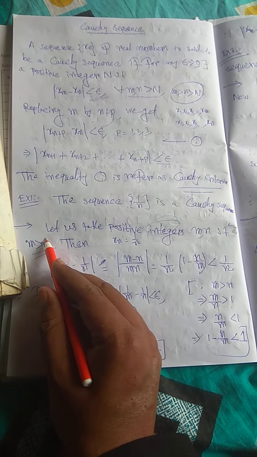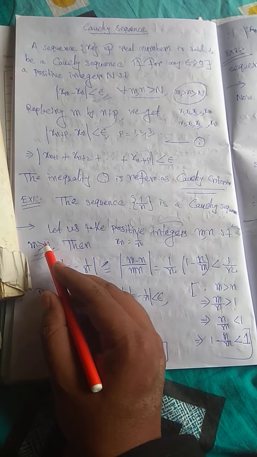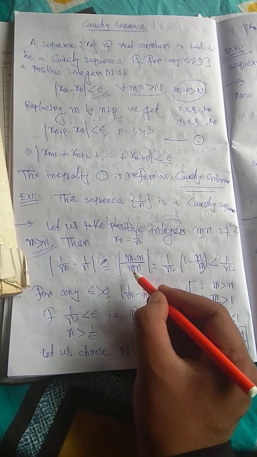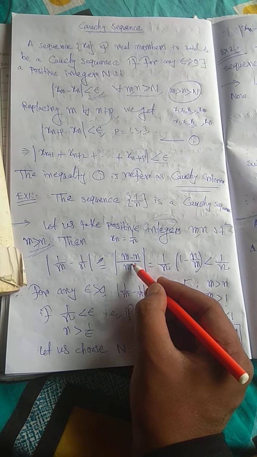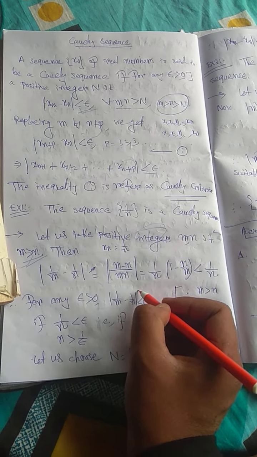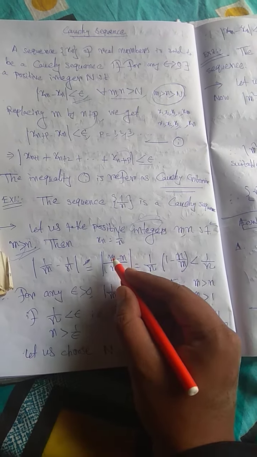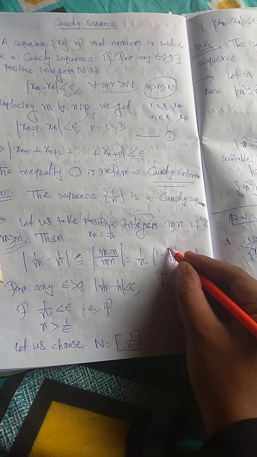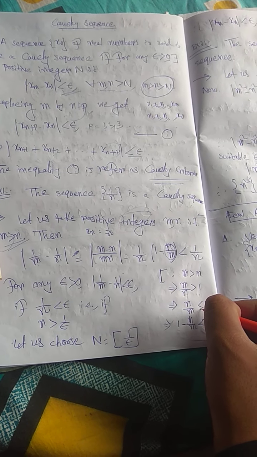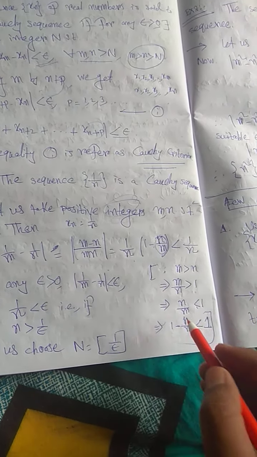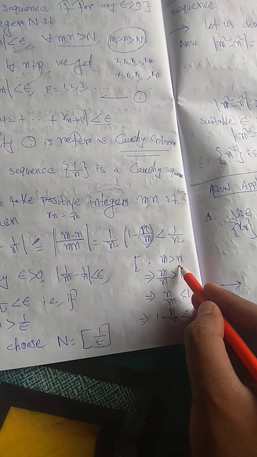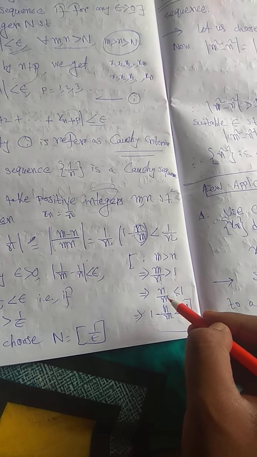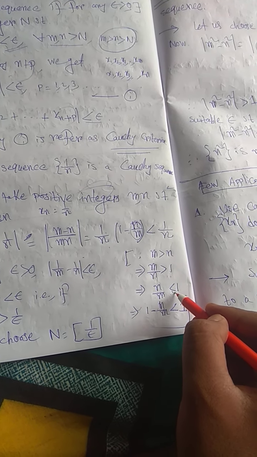What did I choose over here? m is greater than n, which means this difference is positive, and m and n both are natural numbers. So we can withdraw the modulus and write it this way: 1 by n into this. Now, as you know, this is a quantity greater than 0 but less than 1. It is shown over here: since m is greater than n, this ratio is greater than 1, and after taking the reciprocal, it is less than 1.